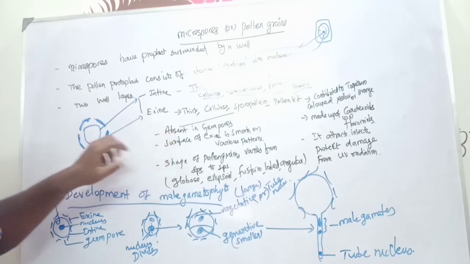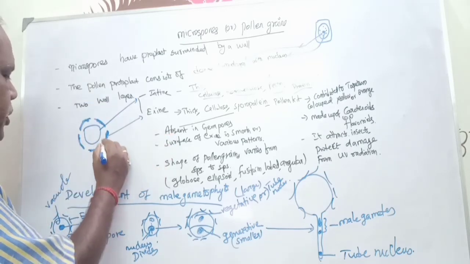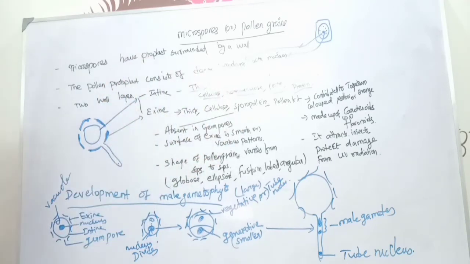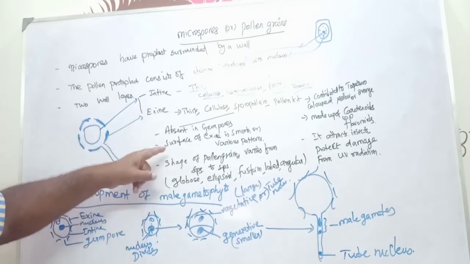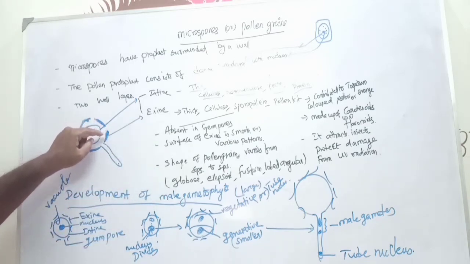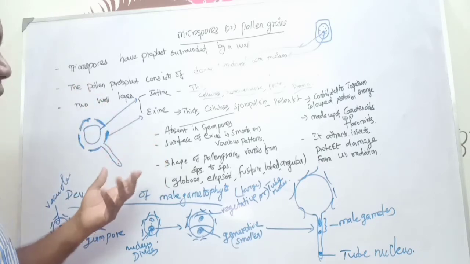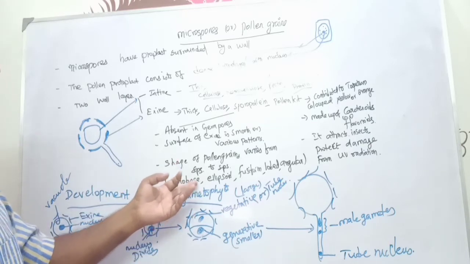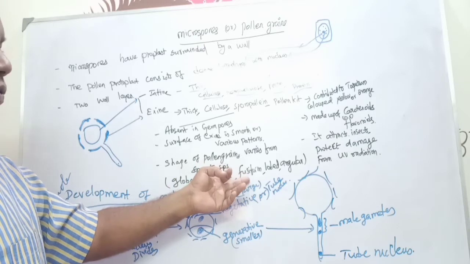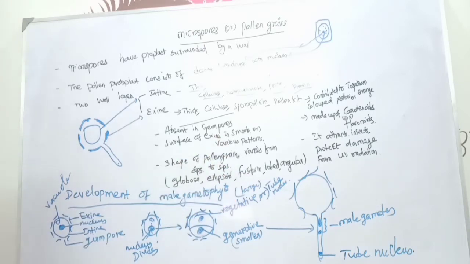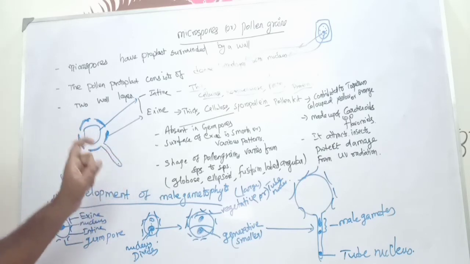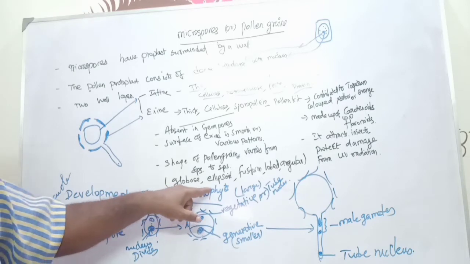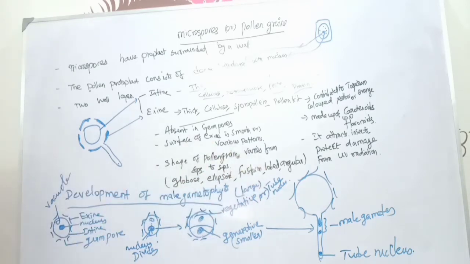It is absent in the germ pore. In the germ pore area there is no sporopollenin. The surface of the exine is smooth or shows various patterns. The shape of the pollen grain varies from species to species. What are the shapes? Globose, ellipsoid, fusiform, lobed and angular.